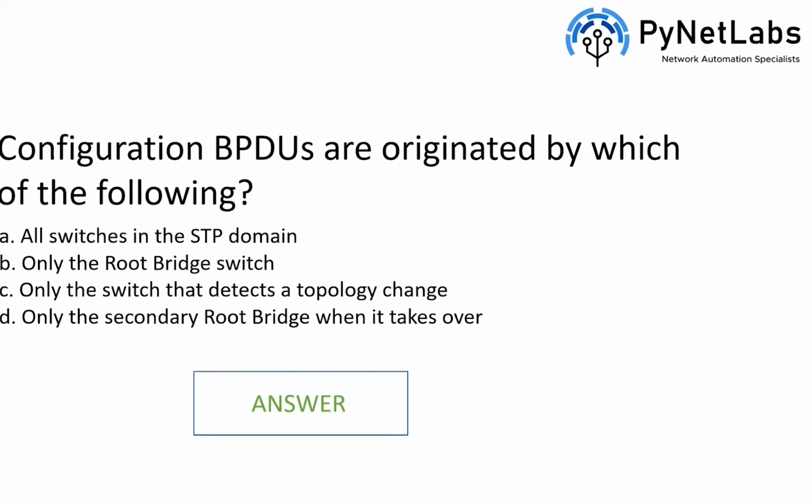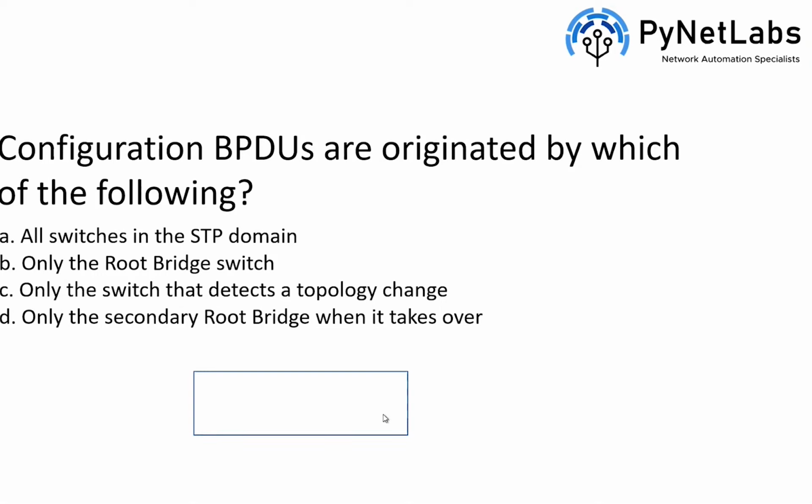So configuration BPDUs: all switches in the STP domain, only the root bridge, only the switch that detects a topology change, or only the secondary root bridge? What do you think? Pay some attention to the word configuration. I told you about 2 types of BPDU, notification and configuration. Configurations, exactly. Configurations are always and will always be generated by our root bridge. So only the root bridge switch can generate configuration BPDUs.